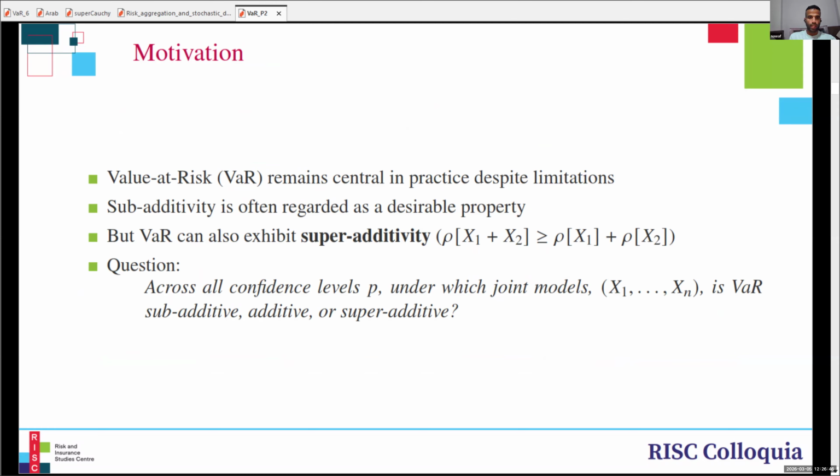So now the question is, with all of this in mind, we can ask across all confidence levels p of the var, under which joint models x1 to xn, so we generalize now, we don't need to be confined to the bivariate case, is var subadditive, additive, or superadditive? Again, across all confidence thresholds p between 0 and 1, which models will give us superadditivity for all p, and which models will give us subadditivity for all p? And what about additivity also for all p? And this is the central question behind our results here.